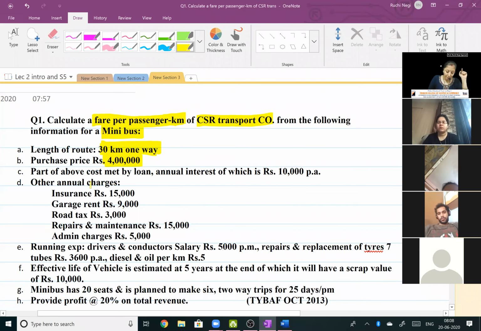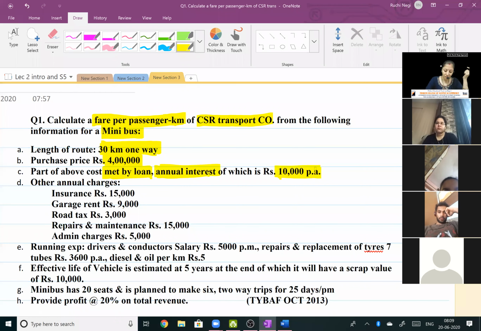Next, part of the above cost met by loan. Now this 4 lakhs rupees is not his money. He has taken it on a loan. Next, annual interest, that is, yearly interest is rupees 10,000 per annum. So what has he done? He has taken the minibus on loan and he is paying 10,000 per annum as interest on it.